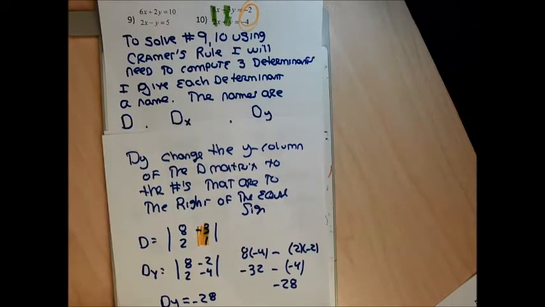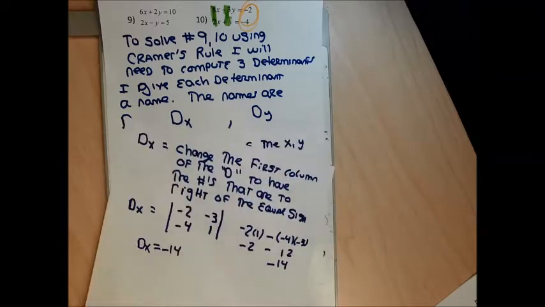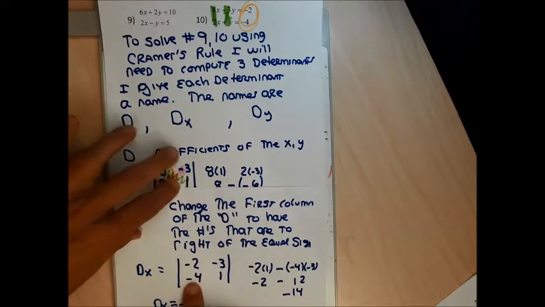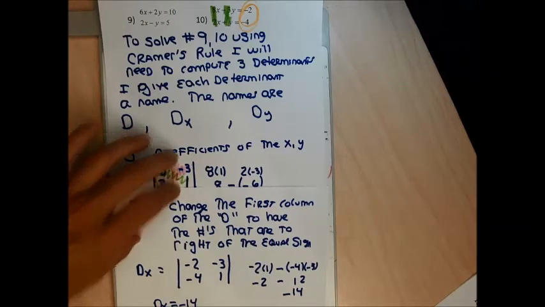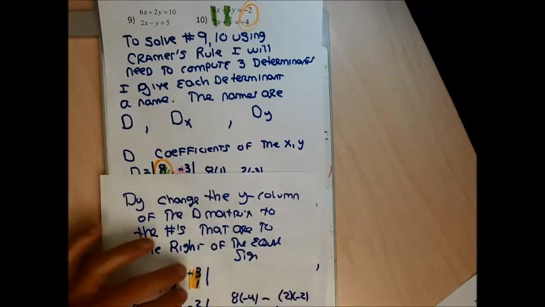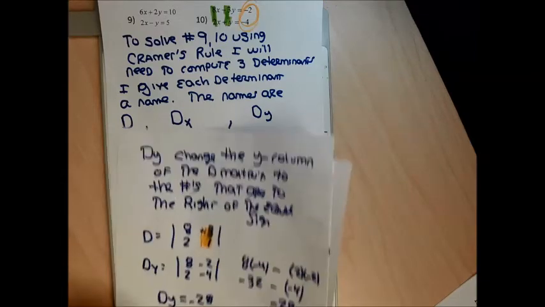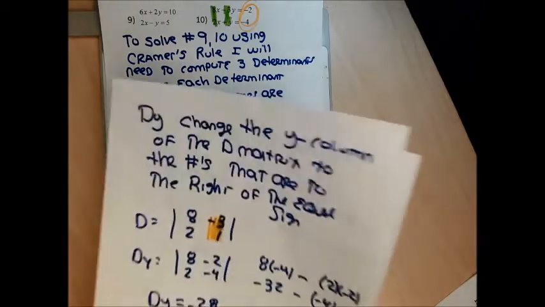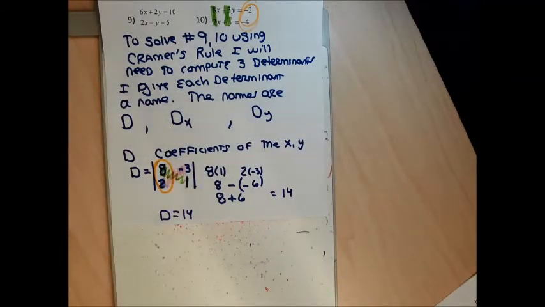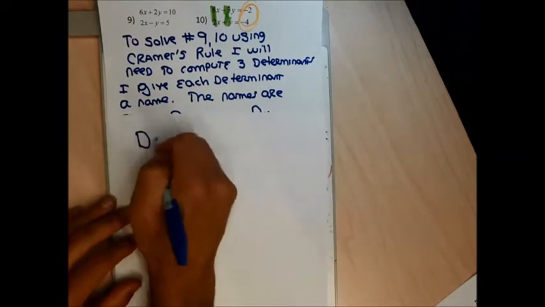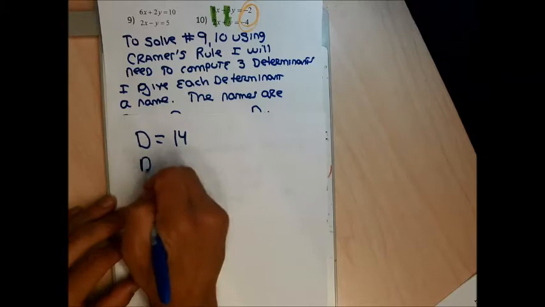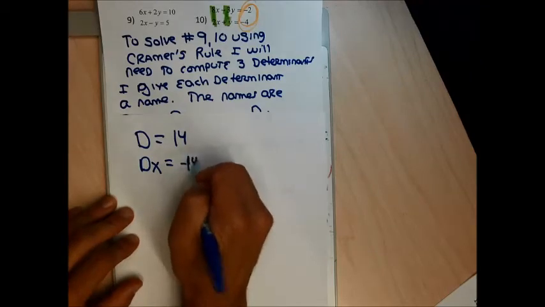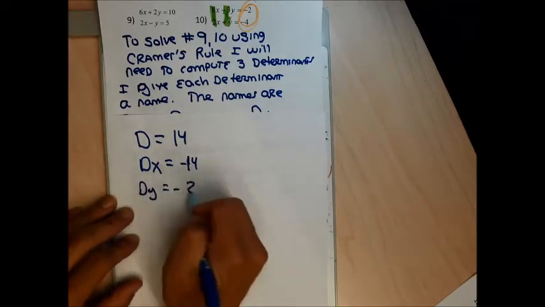So the D matrix is just the coefficients of the x's and y's for this problem. For the D sub x matrix, you take the D matrix and change the x column to the equals column, leave the y column, and find your determinant. For the D sub y, you take the D matrix, change the y column to the numbers to the right of the equal sign, and then do your determinant. So now we've computed three determinants: D equals 14, D sub x equals -14, and D sub y equals -28.